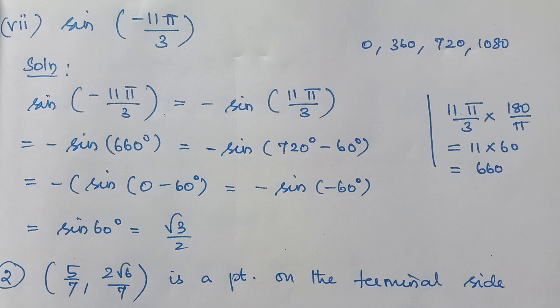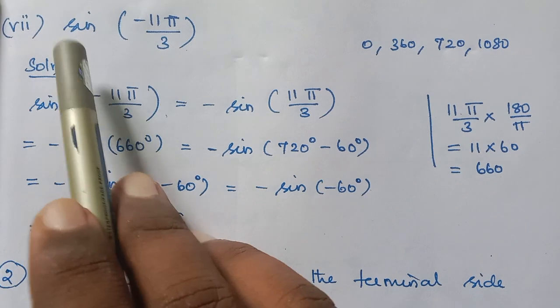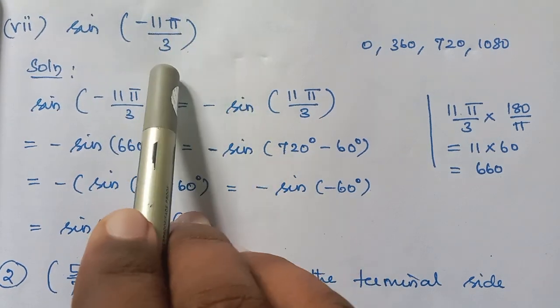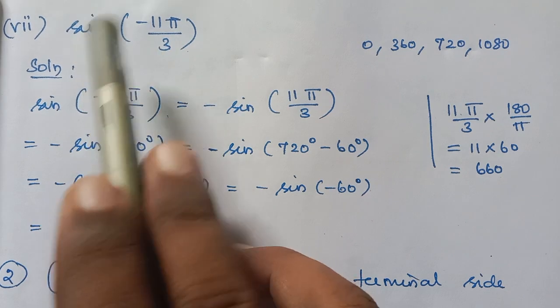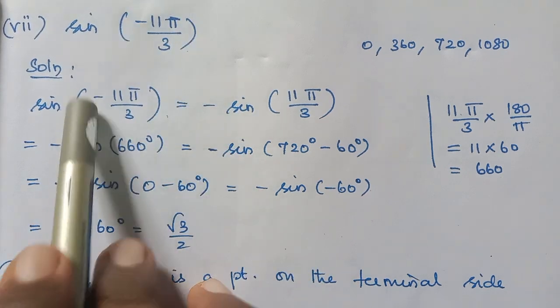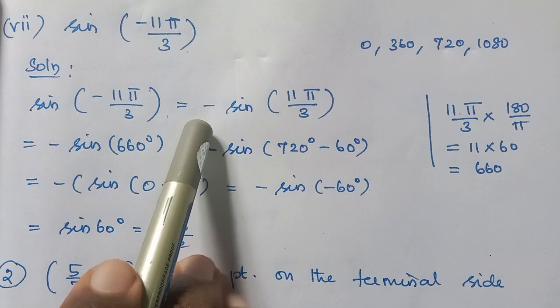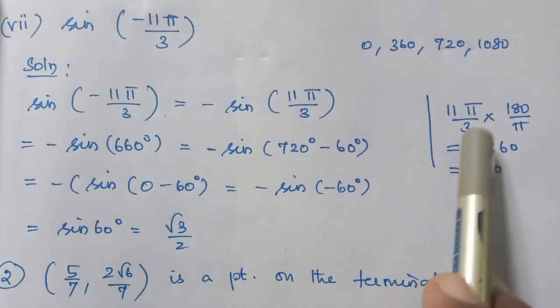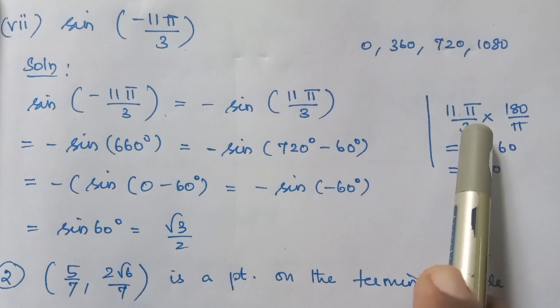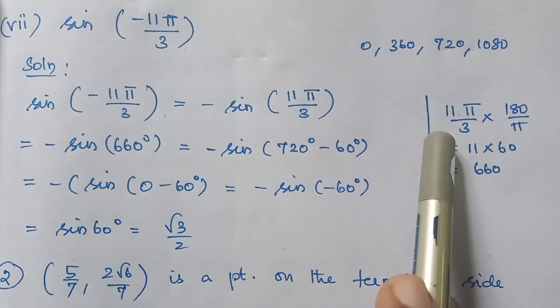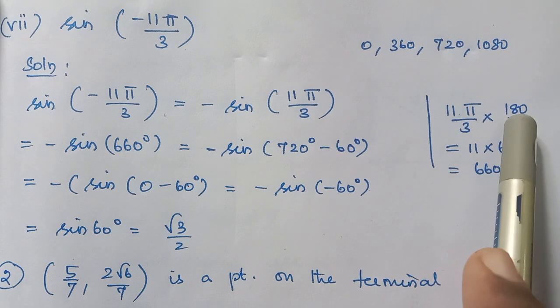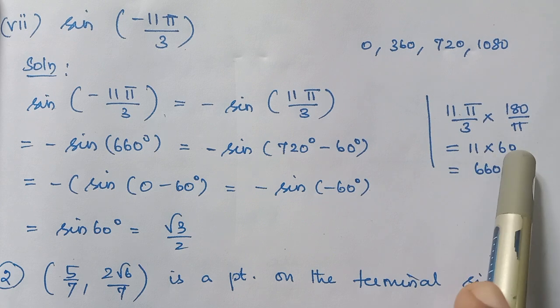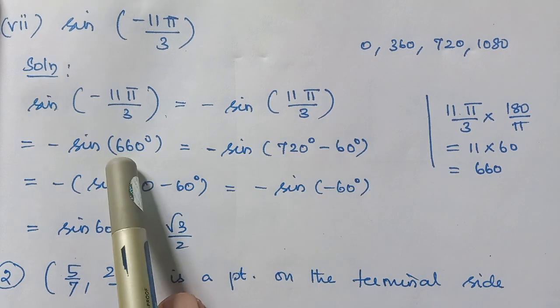Right. Now subdivision 7. Sine minus 11 pi by 3. I told that sine minus theta is minus sine theta. So I take the minus outside. Now we have to find the value of this. So 11 pi by 3. To convert into degrees, multiply by 180 by pi. Pi and pi will be cancelled. This 3 goes into 180 sixty times. So 11 into 60 is 660. So this is nothing but 660.